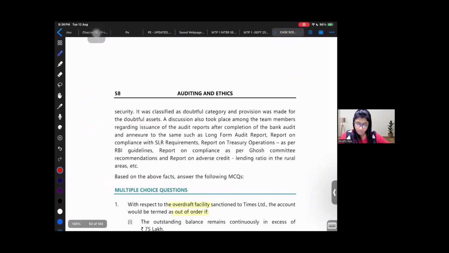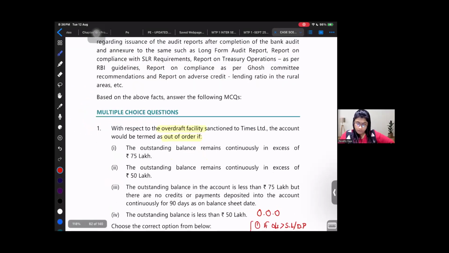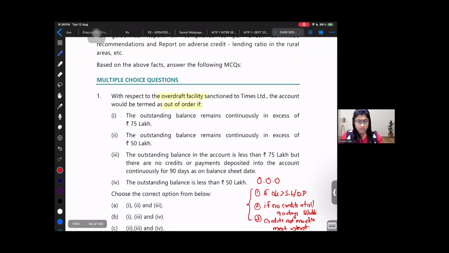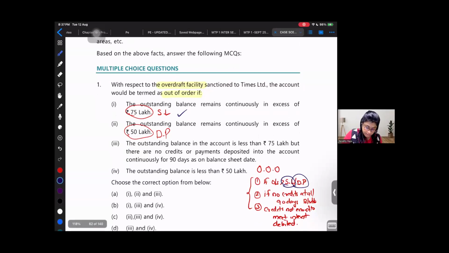Now can you see? The outstanding balance remains continuously in excess of 75 lakhs, meaning it exceeds the sanction limit. And if it exceeds the sanction limit, isn't it out of order? Yes or no? Yes. Second, the outstanding balance in excess of 50 lakh. What is 50 lakh? Drawing power, na? Will it be out of order? But I see those 3 conditions. Yes.